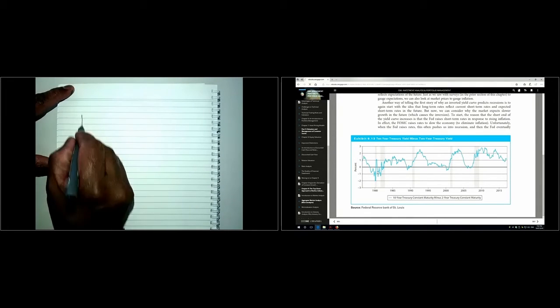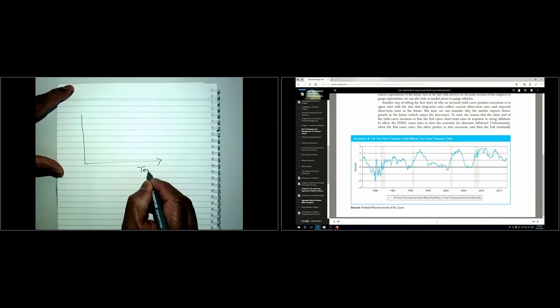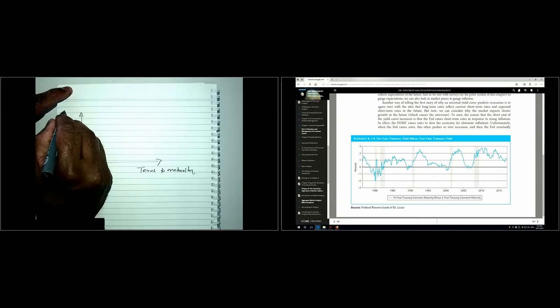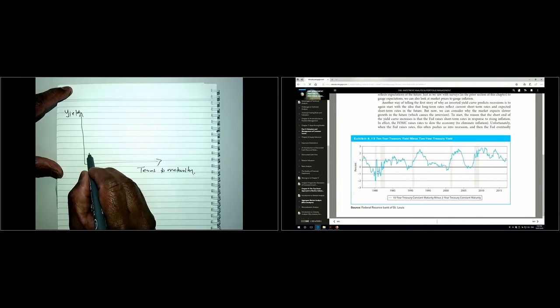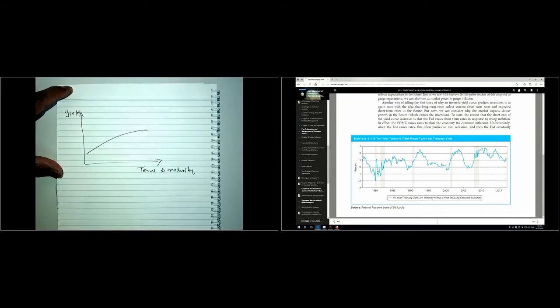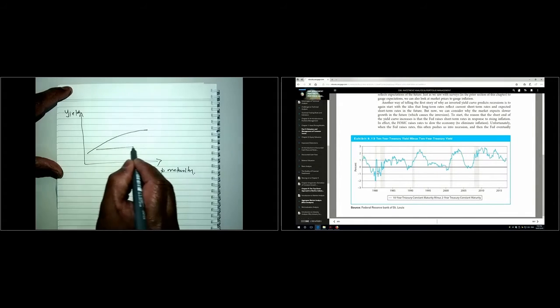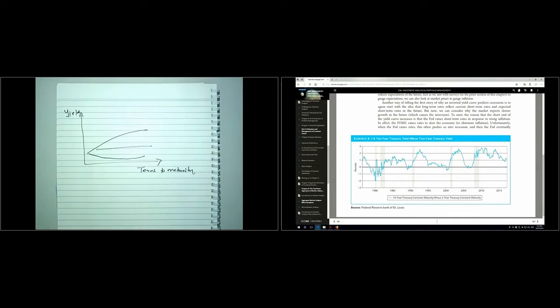So this is the terms to maturity. This is the yield. Normally you expect the yield curve to shape up upward sloping. Sometimes you may have a flattening yield curve as well. Sometimes the yield curve may be downward sloping.